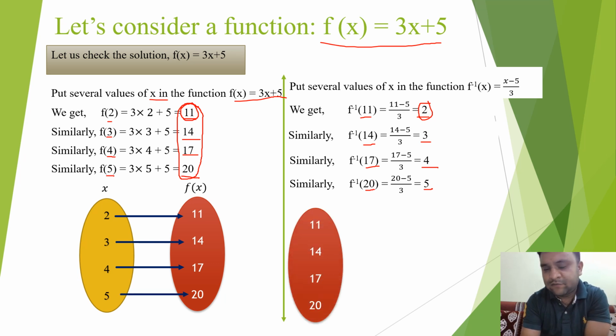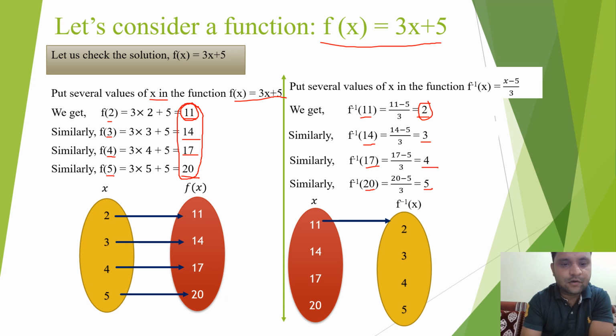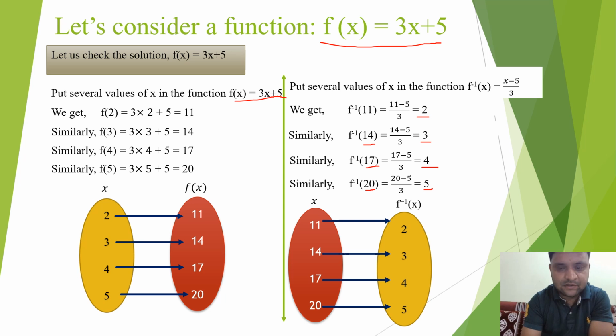Now what happened in the inverse function? The values are interchanged. This f(x) is kept as the input, and then this x will be the output. So 11 is paired to 2, just the opposite of the earlier condition, and 14 is paired to 3. Similarly, 17 is paired to 4 and 20 is paired to 5. So we have now verified the inverse function because the original input is obtained as an output when we keep the original output as an input in the inverse function.